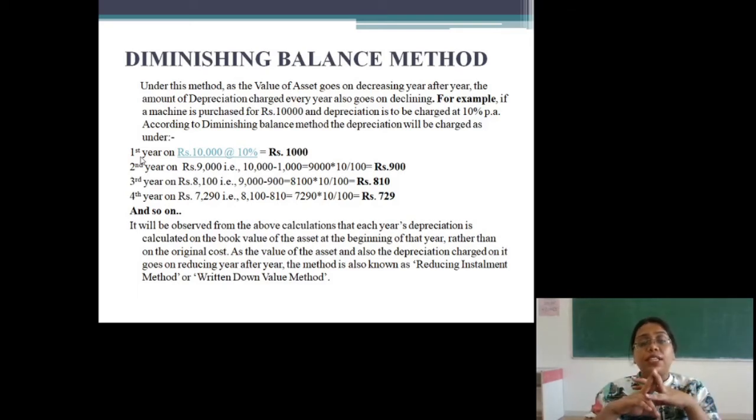As the value of the asset and also the depreciation charged on it goes on reducing year after year, this method is also known as the reducing installment method and the written down value method. So we can see that the value of the asset and the amount of depreciation go on decreasing year after year.